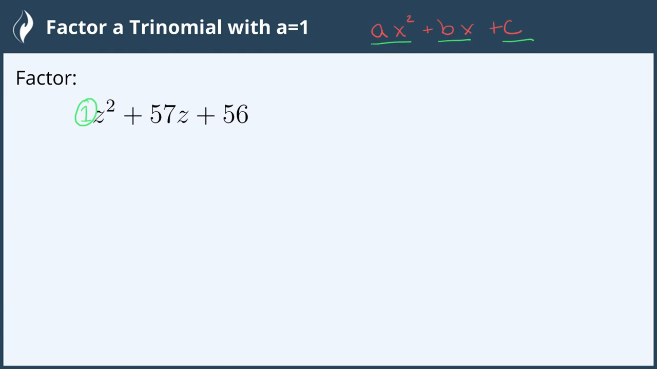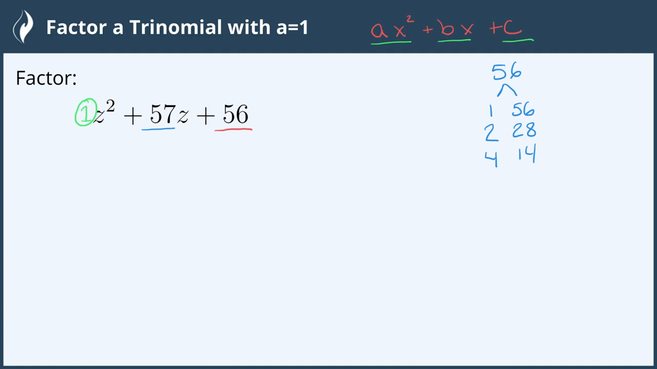To factor a trinomial with a equals 1, we'll take c and find all of the factors of c that will add or subtract together to give us the middle term of 57. So we'll write 56 and find all of the factors. Starting with the first one, we always start with 1, and 1 goes into 56 56 times. This is also even, so it's divisible by 2, and it's 2 times 28. And then the next, it's not divisible by 3, but it is by 4. So we have 4 and 14.